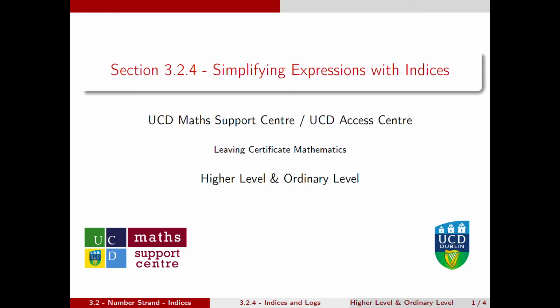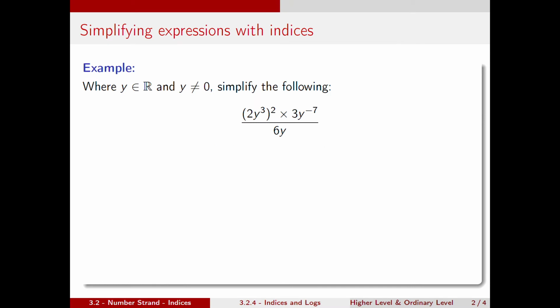In this video, we will be looking at how to simplify expressions involving indices. So in the following example, we will let y be an element of R and y is not equal to 0. So we will simplify the following fraction: (2y cubed) all squared multiplied by 3y to the power of minus 7, all over 6y.